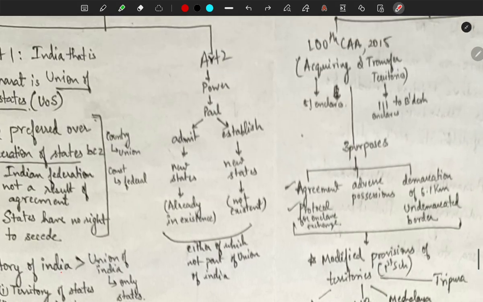Article 2 gives the power to Parliament to admit or establish new states. Now, when do we admit? When it is already in existence. And when do we establish? When it is non-existent. Either of which are not part of the Union of India. That is Article 2.